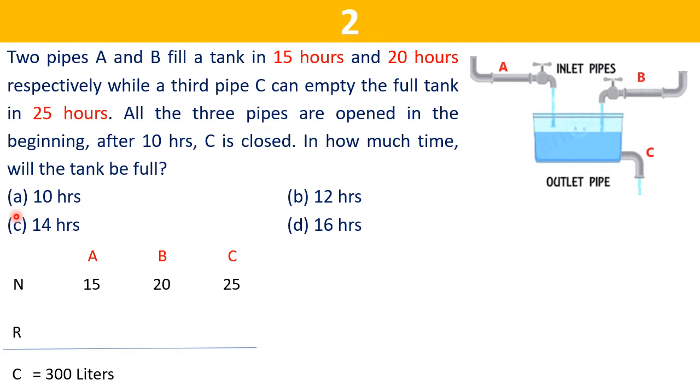In this case, what will be the rate of filling of pipe A? 300 divided by 15, that is equal to 20 liters per hour. What is the rate of filling of pipe B?